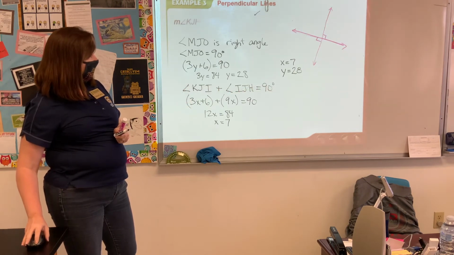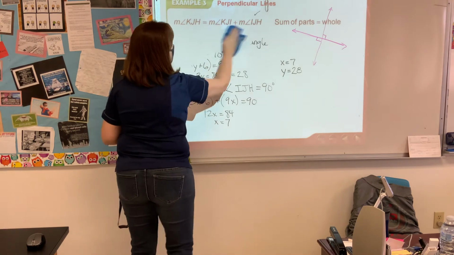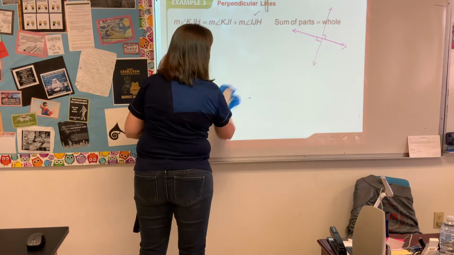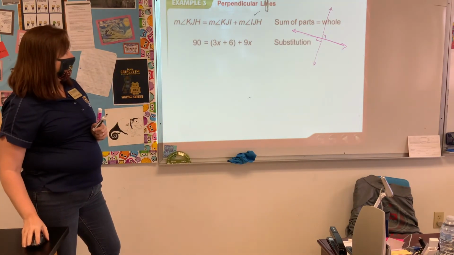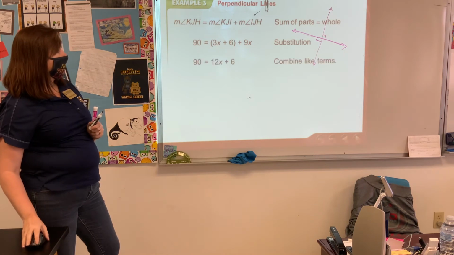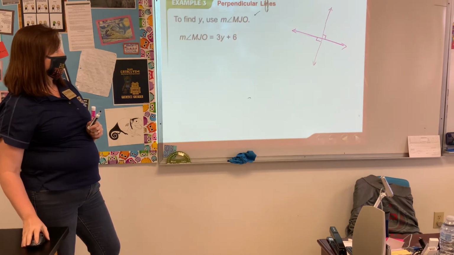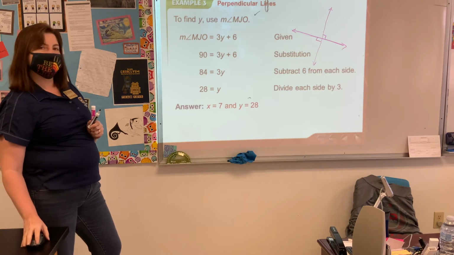And so when they walk us through, they tell us the same thing. Okay? Sum of the parts equals the whole. We know that they have to equal 90 degrees. So we're going to substitute in, combine like terms, and solve. And so we get x equaling 7 and y equaling 28.